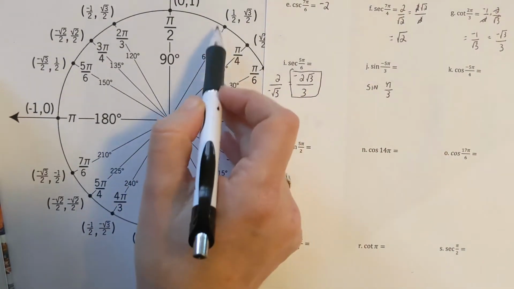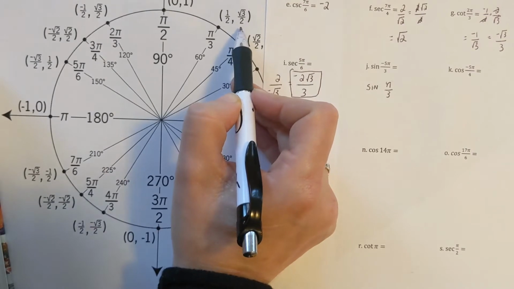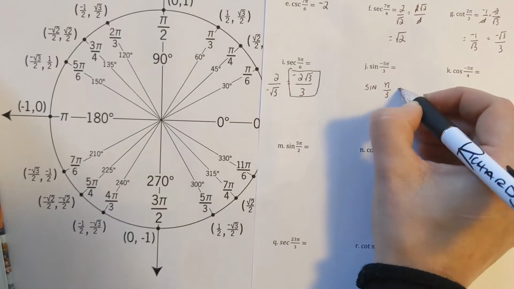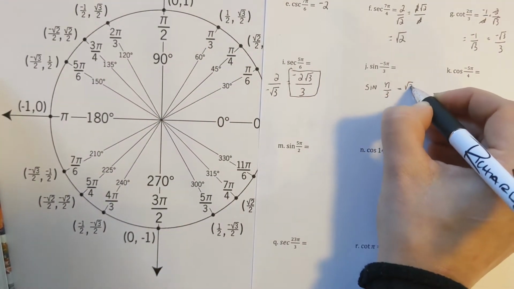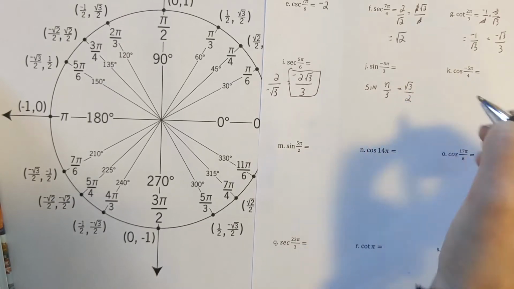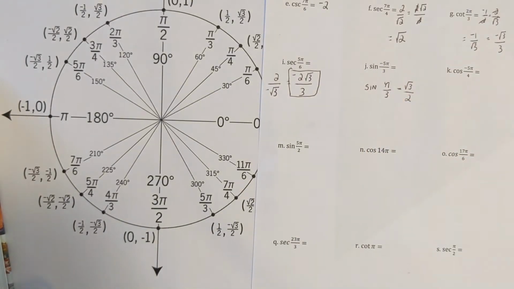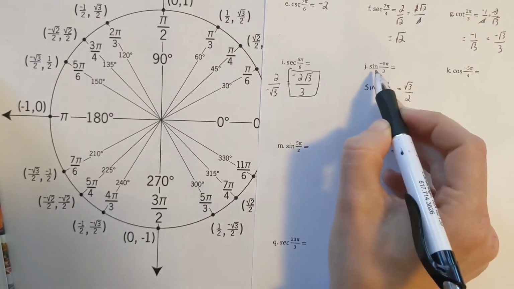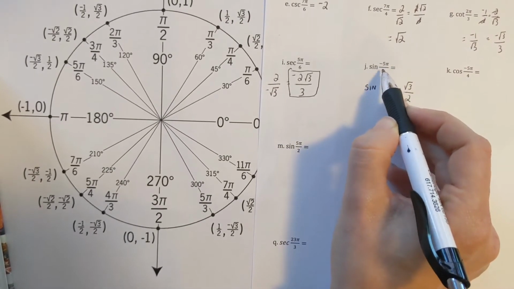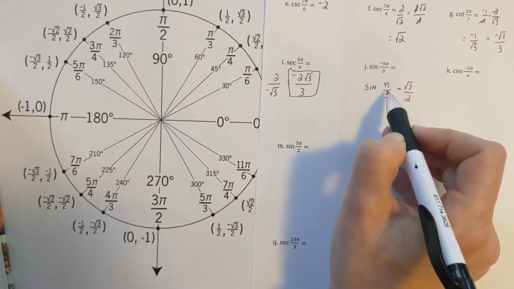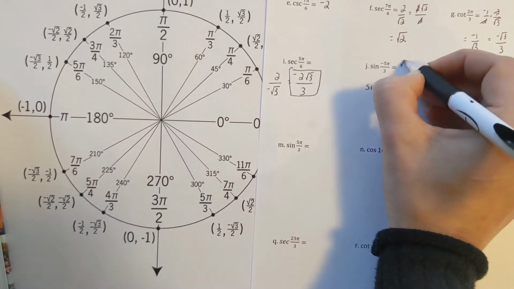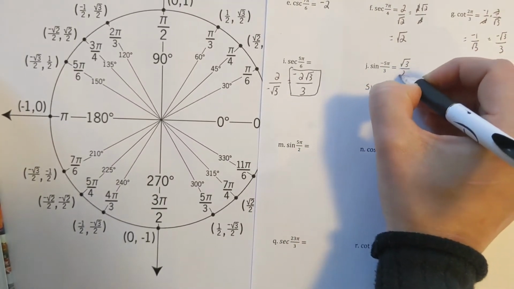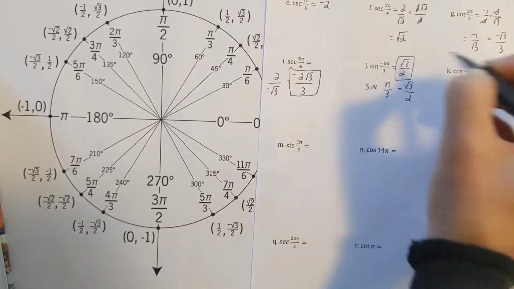So sine of pi over 3, we're taking the y coordinate. So it's root 3 over 2. All right, so sine of pi over 3 is root 3 over 2. That's also my answer to sine of negative 5 pi over 3, right? These are coterminal angles, so they're both the same. Final answer.